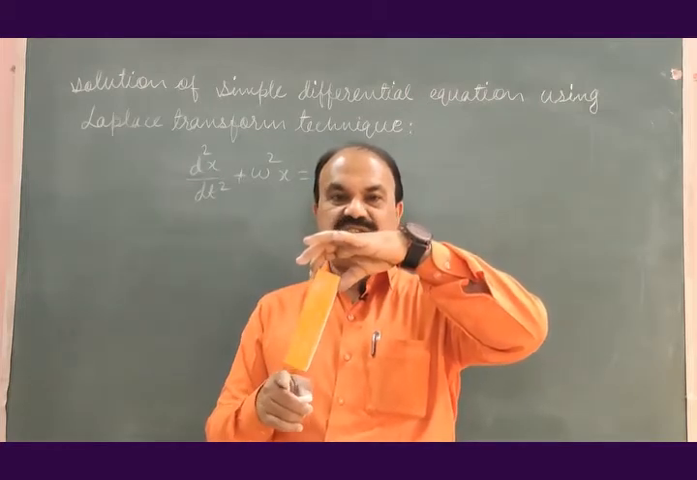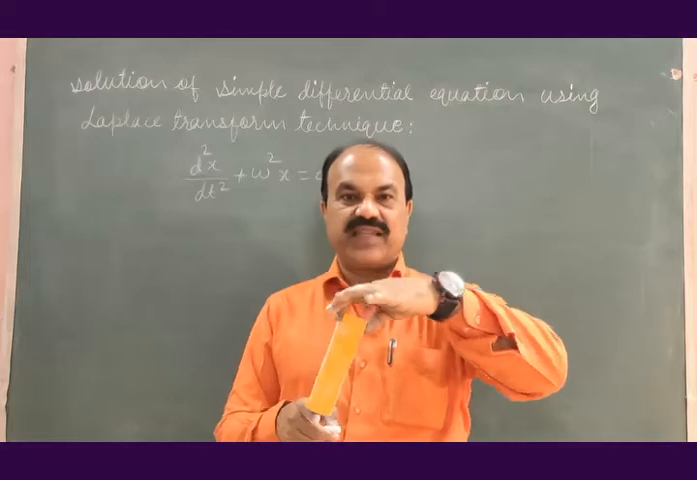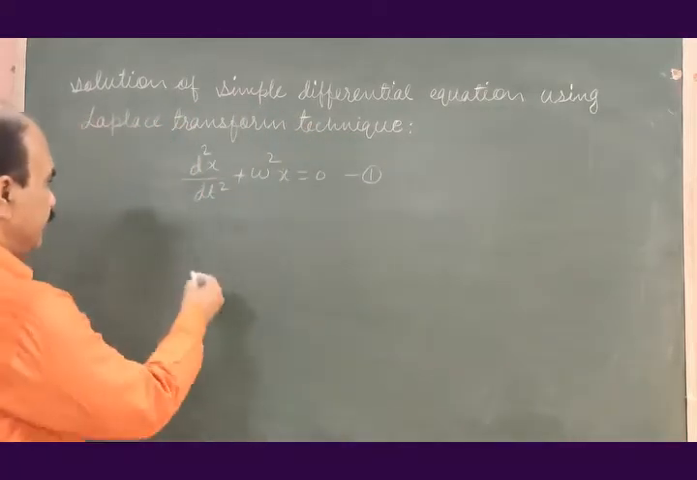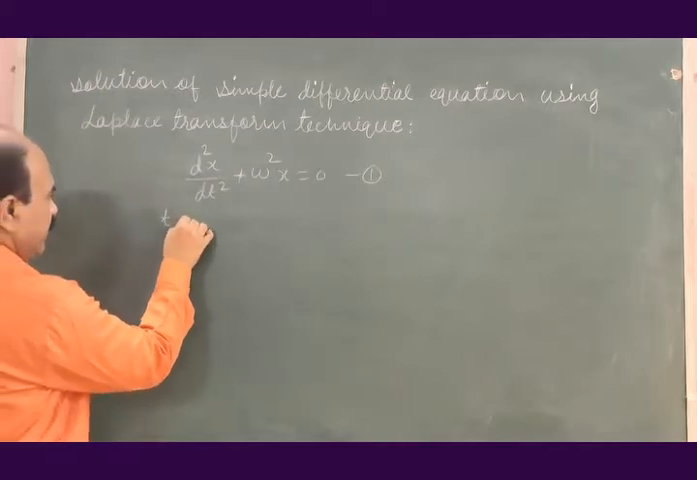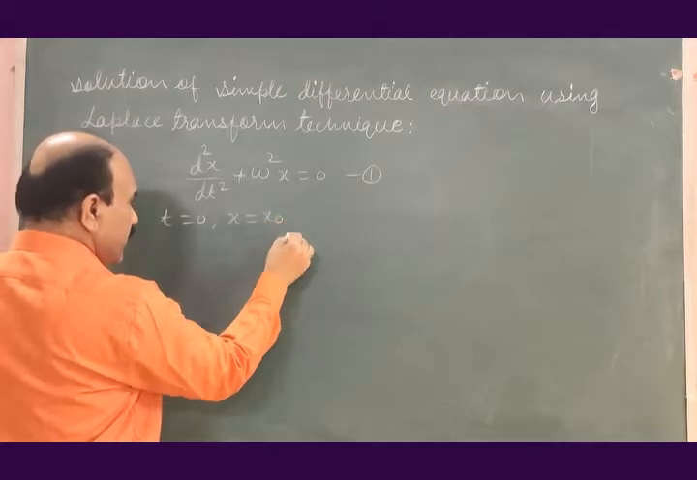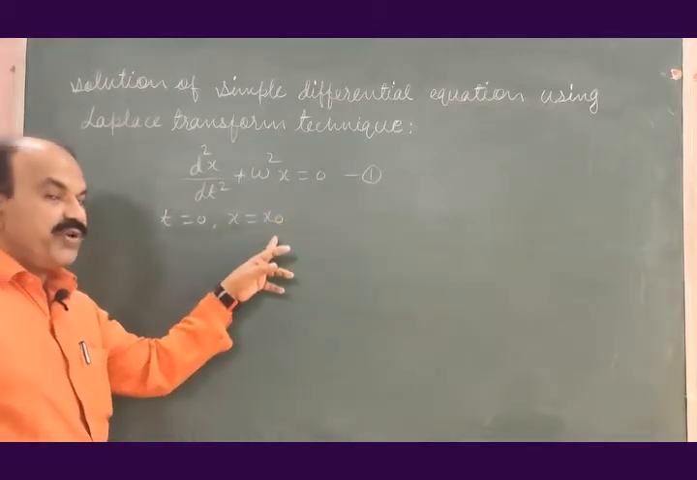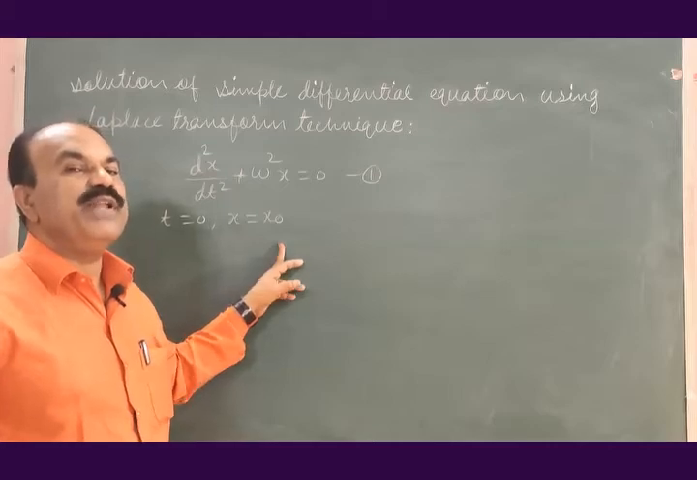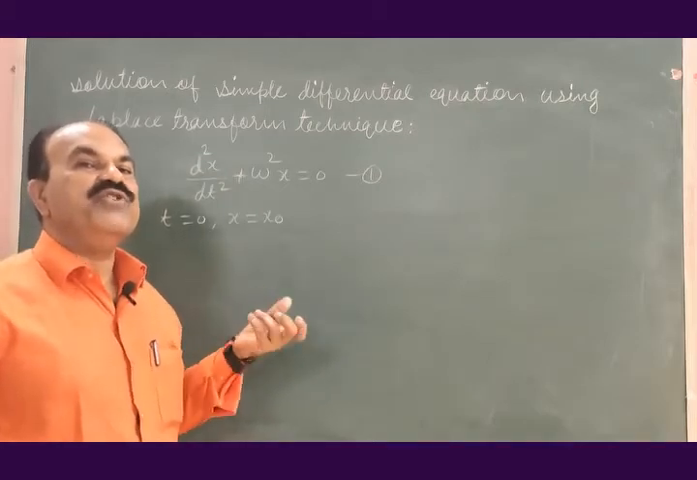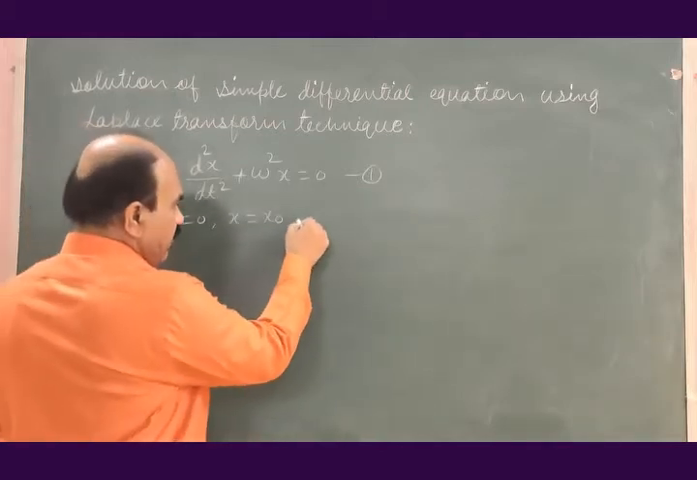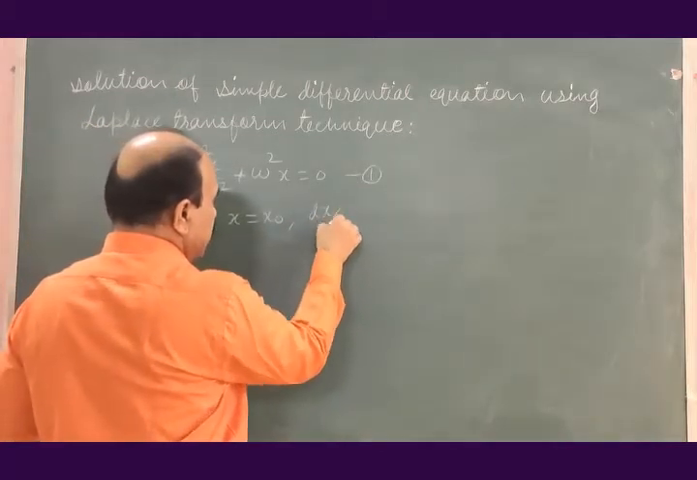What is the initial condition for starting the oscillation? At time t is equal to 0, x is equal to x0, this x0 corresponding to maximum displacement of the body from the mid position, which we call as amplitude of oscillation. What is velocity there?